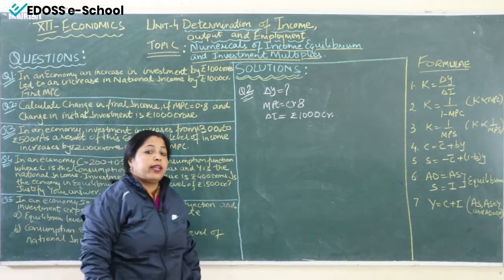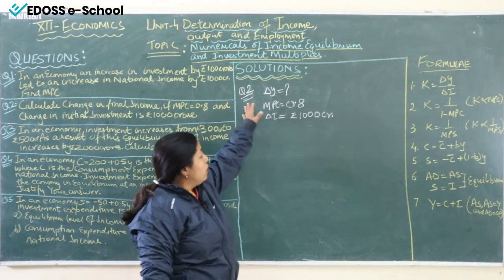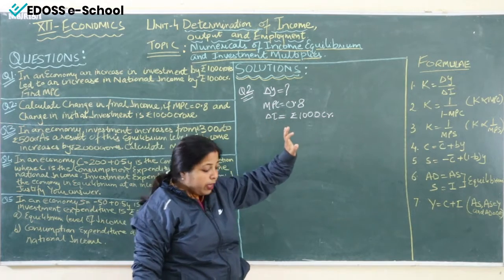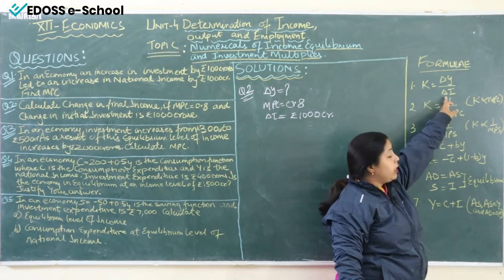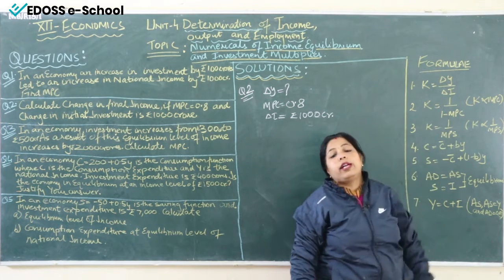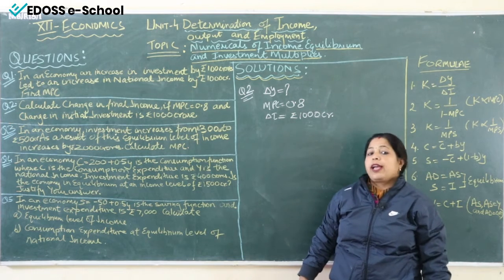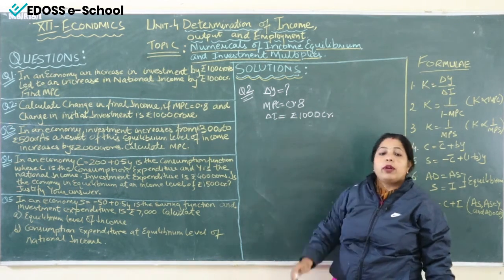We have to calculate delta y now. So, how will we make use of it? Now see, to calculate delta y, we have to make use of this formula. But in this formula, we have delta I, but we do not have k. So, first of all, we will calculate the value of k. And how will we calculate the value of k? With the help of MPC, which is given as 0.8.